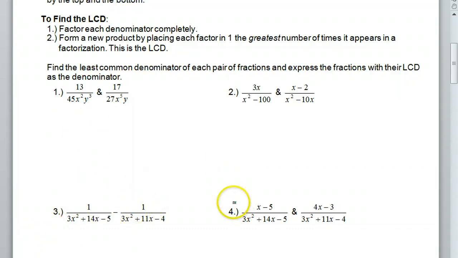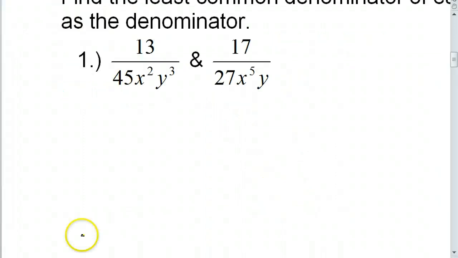All right, so for these first four problems, we're just going to practice finding the least common denominator. We're not going to actually add or subtract. We're just going to practice the way we find the common denominator. It's really just an extension of the least common multiple thing that we worked on in previous lessons. If you look at the 45x squared y to the third power and the other denominator, all we need to do is find the least common multiple of those two things. That's what we're doing, okay?